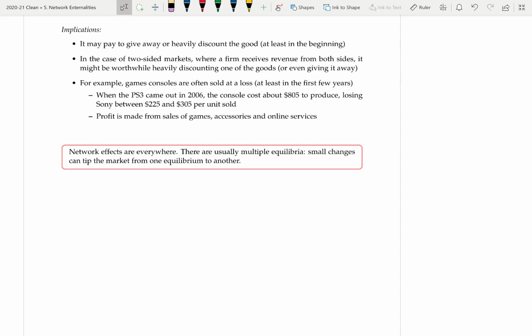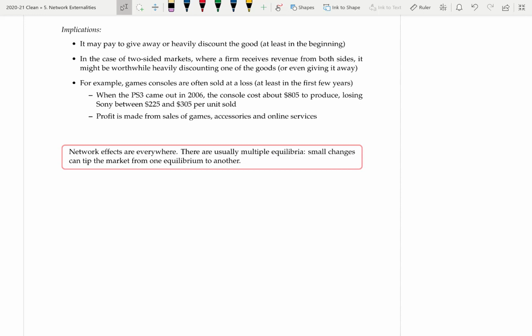In this two-sided market, we have the game producers and the game players. The profit is made from the sales of the games mainly and the accessories and online services. So it makes sense to increase the size of the network by increasing the number of consoles sold to encourage developers to develop games and gamers to buy games and accessories and online services.